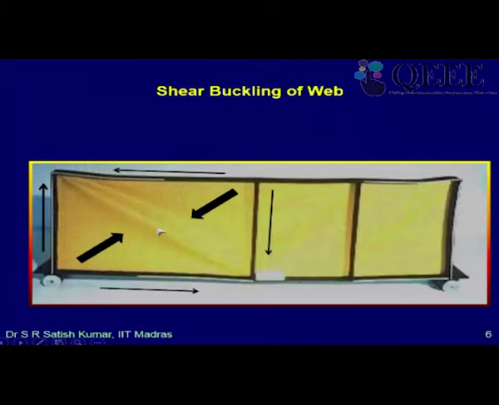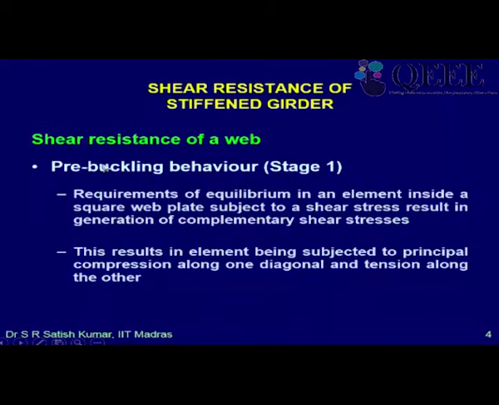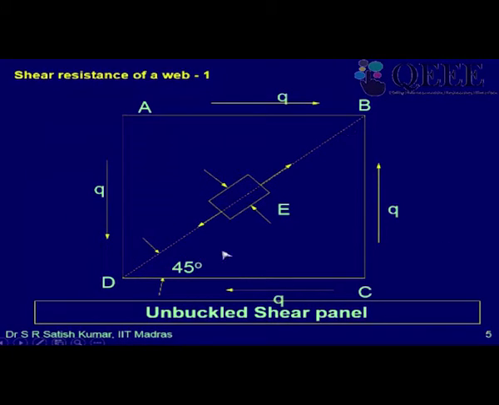As you can see here, the plate buckles out of its plane. So this is what happens. In the pre-buckling stage, requirements of equilibrium inside an element result in generation of complementary shear stresses, and the fact that you have complementary shear stresses leads to one diagonal in compression and the other diagonal in tension. This is called pre-buckling behavior, and it can be analyzed by normal elastic analysis. We can get the principal stress in this direction, etc.